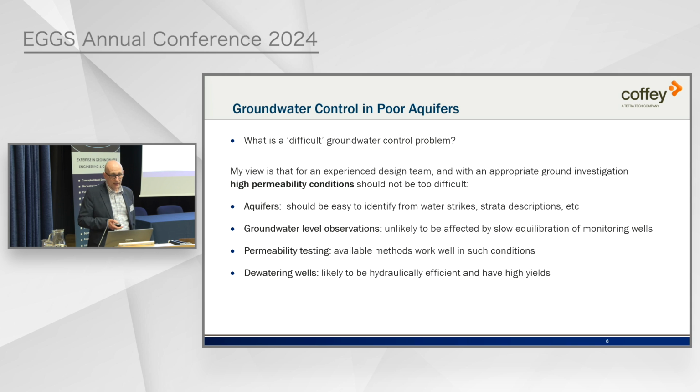The reason I think that is that the aquifer should be easy to identify from the water strikes or strata descriptions. The groundwater observations might be quite accurate because you're not worried about slow equilibration of water levels. The permeability testing methods should be a good match to the ground conditions. And finally, the dewatering wells should be quite hydraulically efficient, so you might not need many wells or sumps to actually pump that quantity of water.